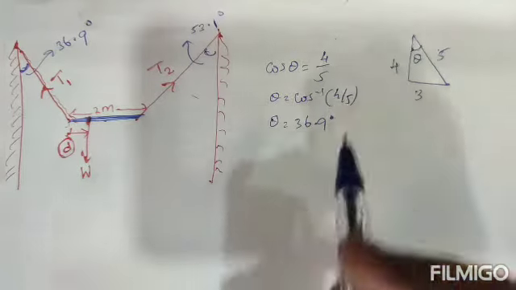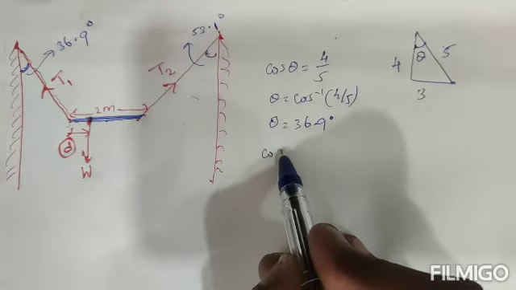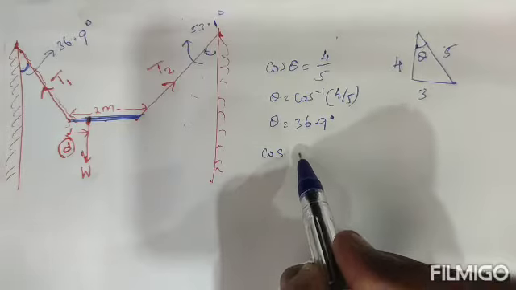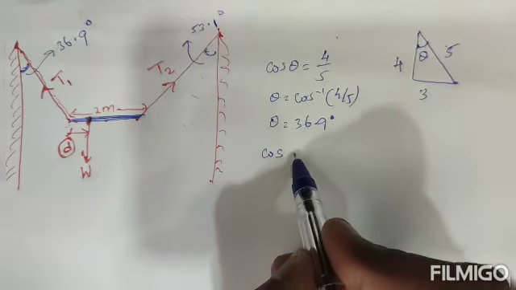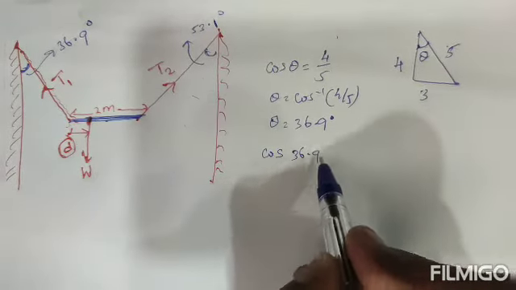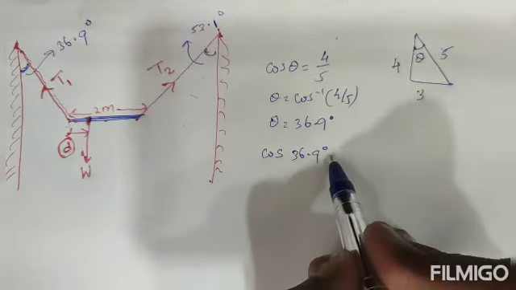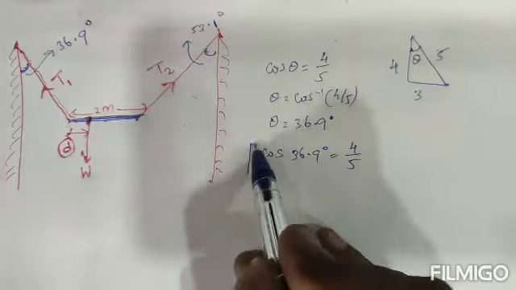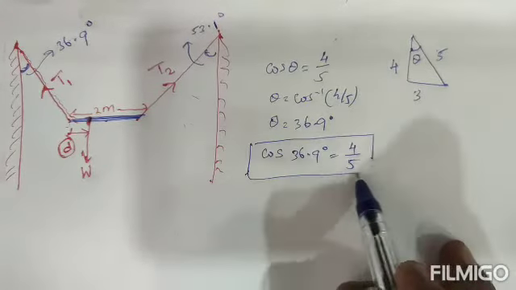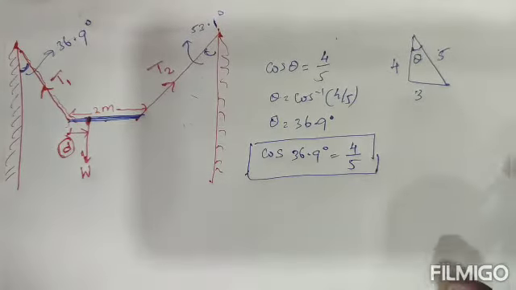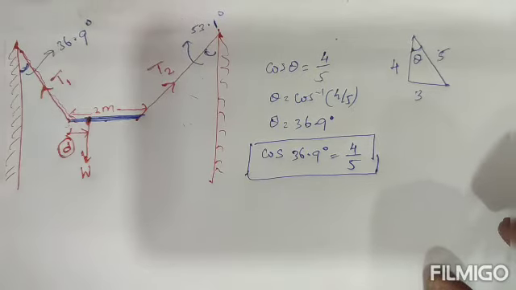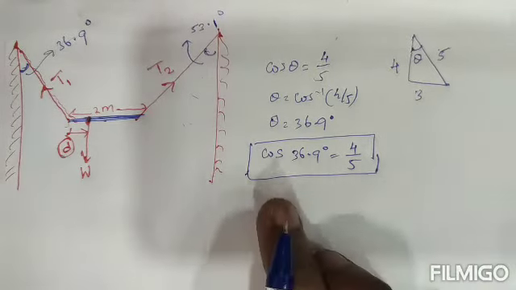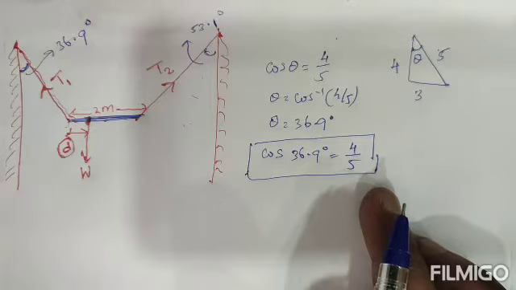Okay, so what is the meaning of this? The meaning is cos 36.9 degree we can write as 4 by 5. This idea will be useful for so many problems, so please follow that. So now we found the cos theta value 4 by 5.